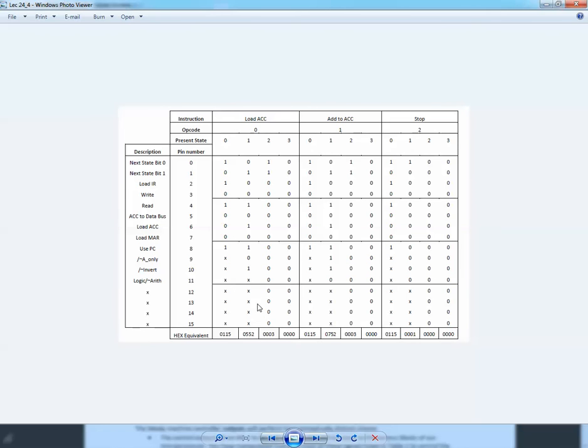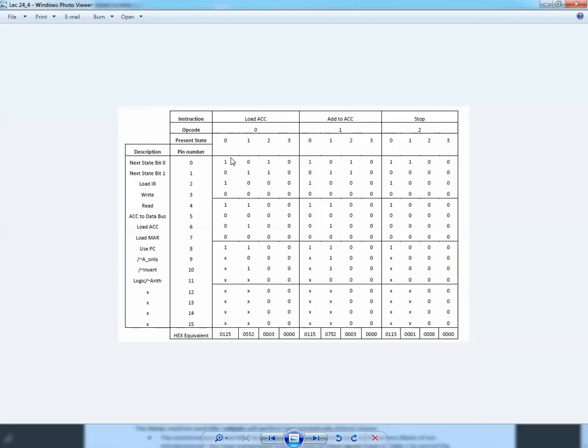Okay, so let's first have a look at the load ACC. I have chosen to use the second micro instruction, which is the second cycle, to act as the load ACC, while the remaining I'll put them as zeros. Why did I do this? I'll let you know later on. But for now, let's assume that we want the load ACC to be implemented in the second micro instruction, which is the second cycle. The same goes for the add to ACC, and the same goes for the stop signal.